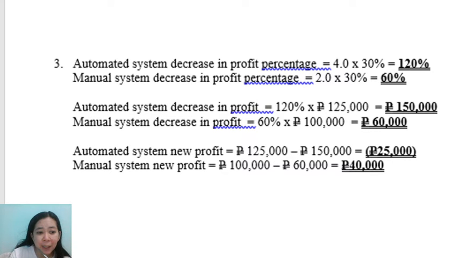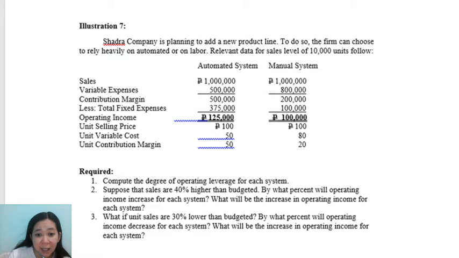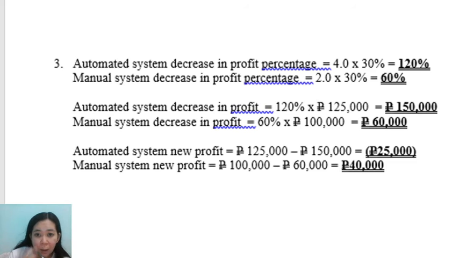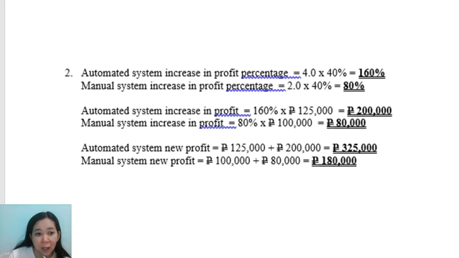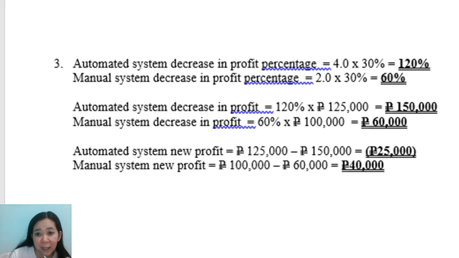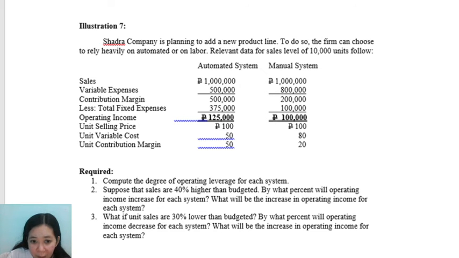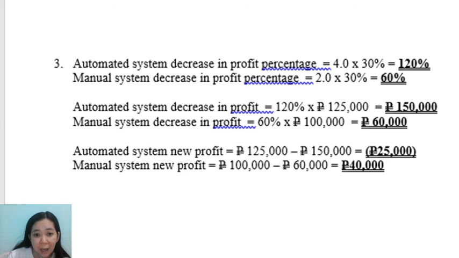Okay, for requirement number 3, what if unit sales are 30% lower now? Of course, if we compare, it basically decreased based on the solution. So it follows that if the sales decrease, there will also be a decrease in the net profit, especially in our illustration for the automated system.